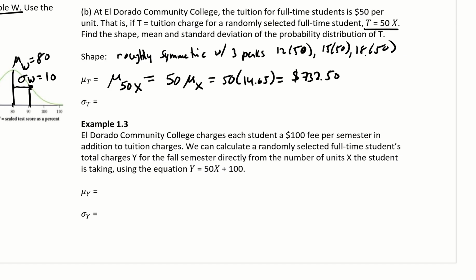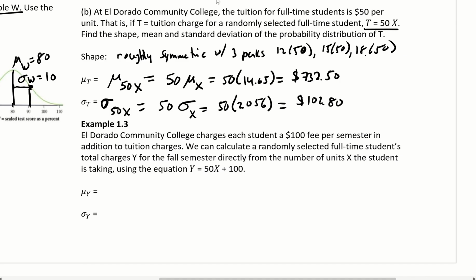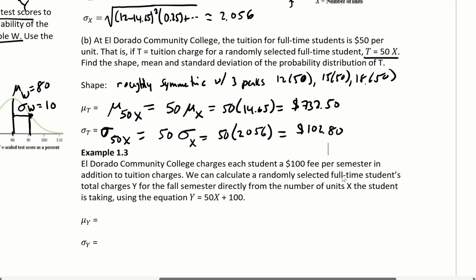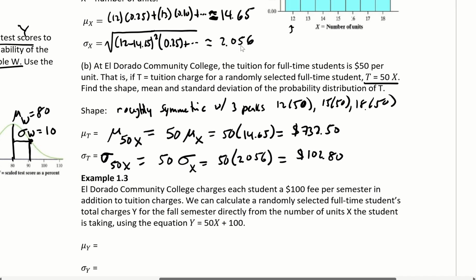All right. And then sigma t is equal to sigma 50x, and that's going to multiply the result by 50. And you would do absolute value, but it doesn't really matter because it's positive, right? And then the standard deviation was 2.056, as we calculated earlier, which is $102.80. Now, if you did this and you got a similar value, it just depends how you rounded this, right? So that means you're on the right track. You can see if you're on the right track if you got similar values here and here.